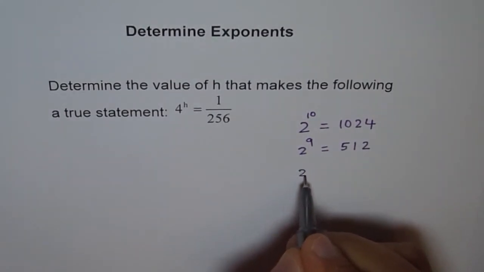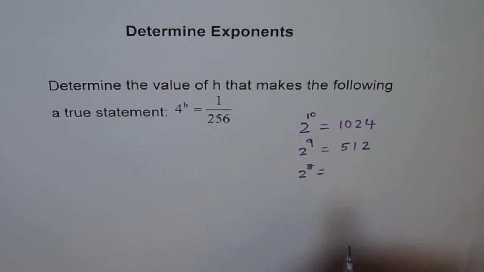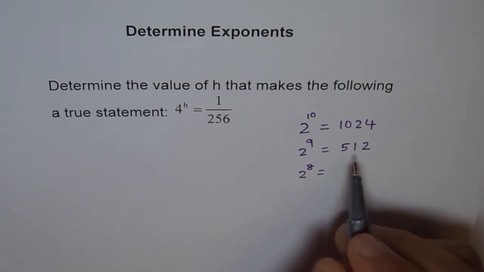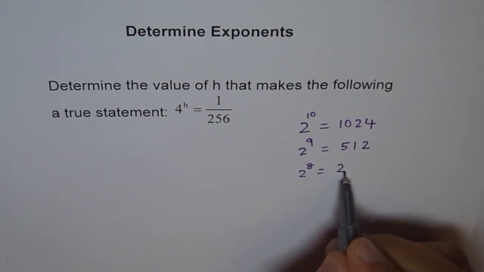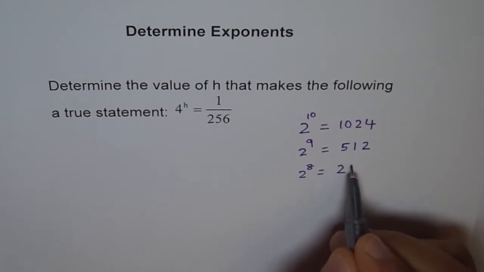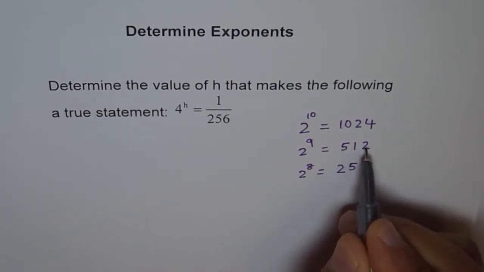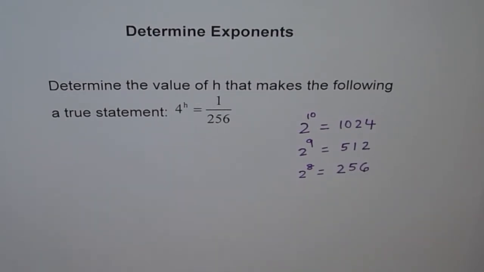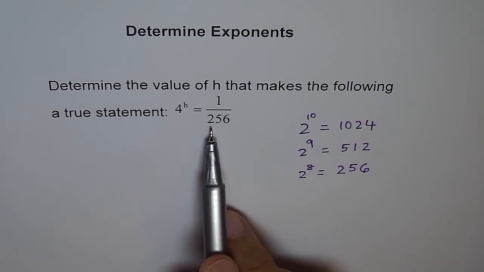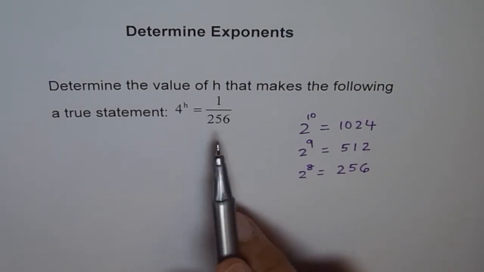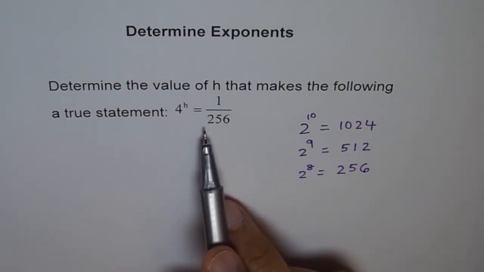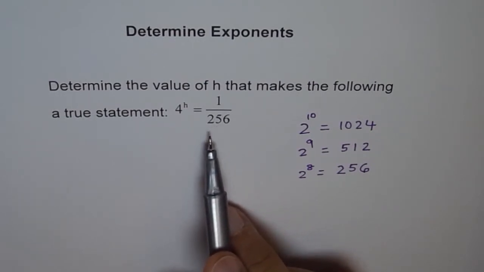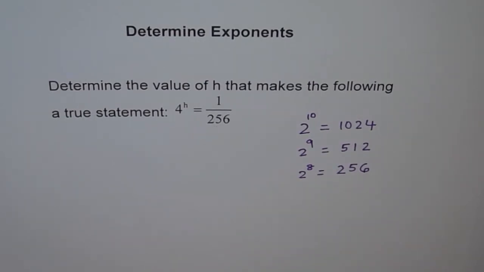How about 2 to the power of 8? Let's again divide it by 2. So we get 2 times 2 is 4 and then we get 11. 2 times 5 is 10 and then we get 12, and we get 256. Well, that's the number we're looking for, right? So 256 is 2 to the power of 8. But what we have here is 1 over 256. Now, you got a hint how to do it. Let's start doing this question, right?